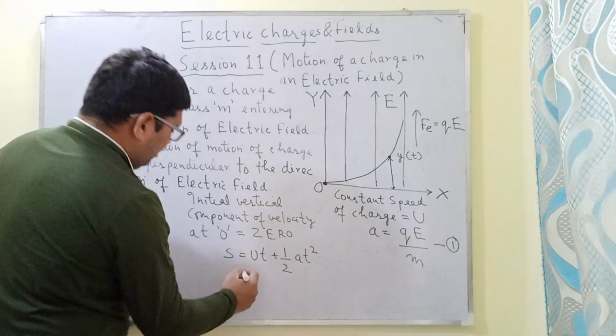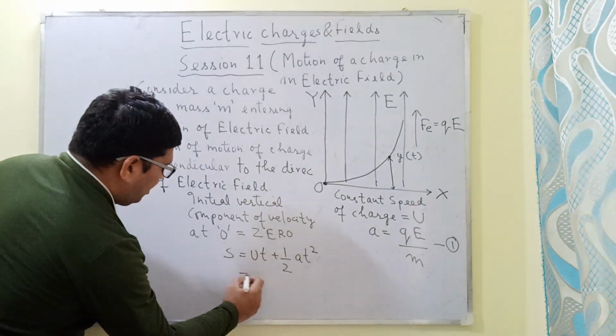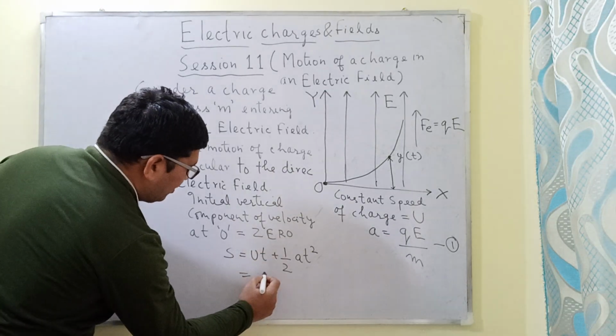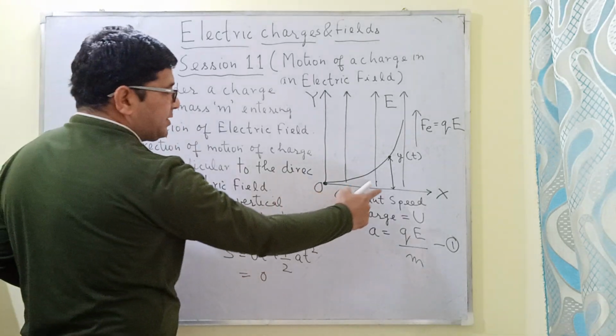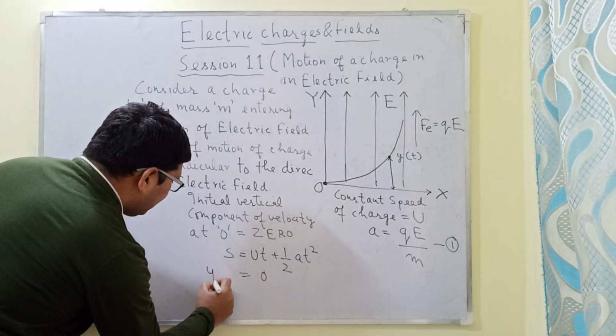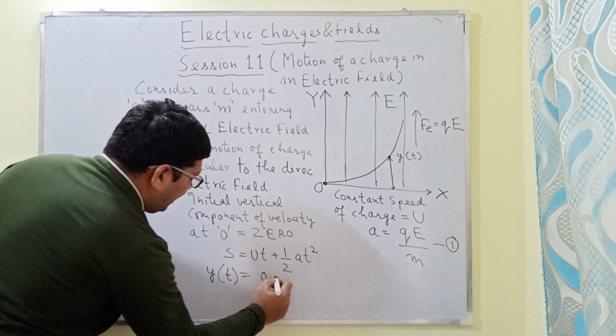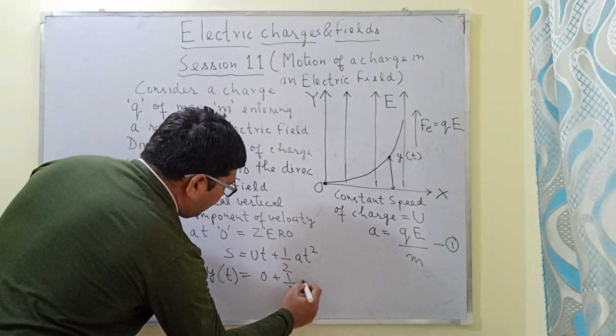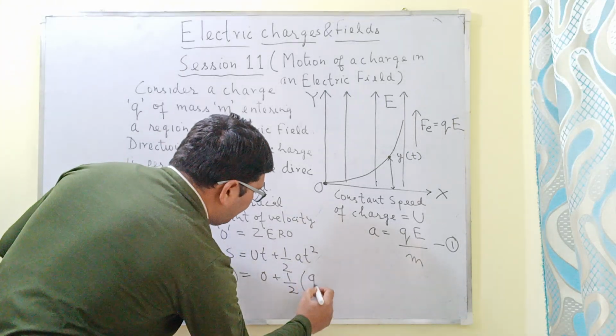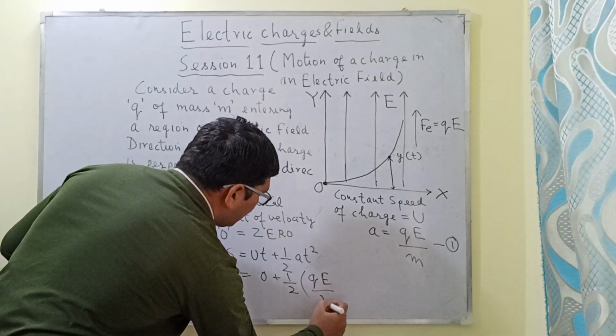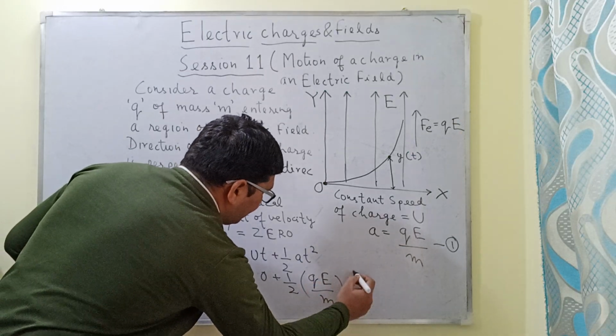So this u into t will be equal to 0. S, this is the deflection, which I have mentioned here as yt, and plus half a. Acceleration is QE by m into t square.